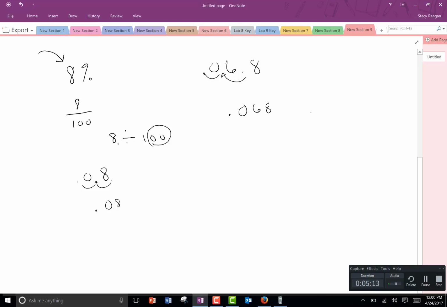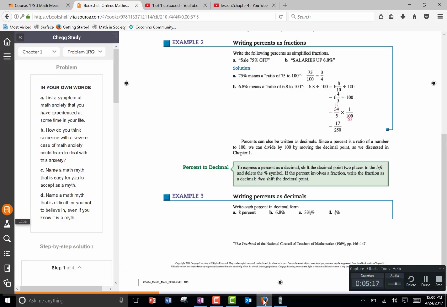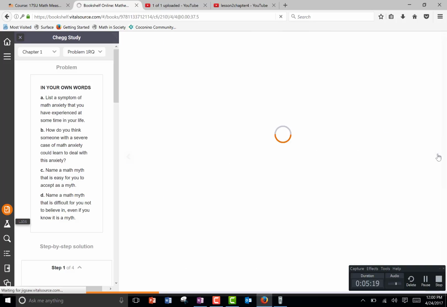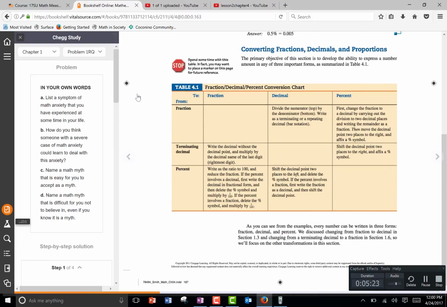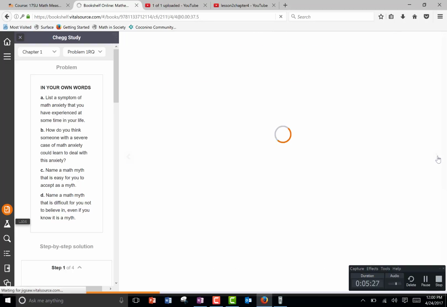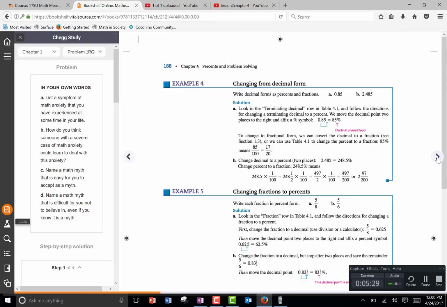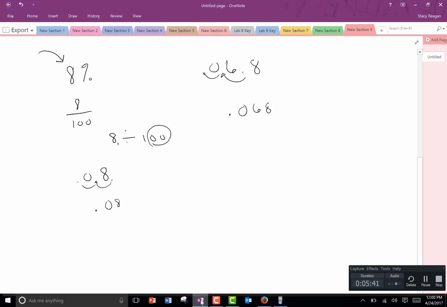If we look at example 4 in the book, it says, write decimal forms as percents and fractions. So this time they're starting out with decimals and they want us to go the other way. They want us to go to percents and fractions. So let's look at those. We've got 2 of those.